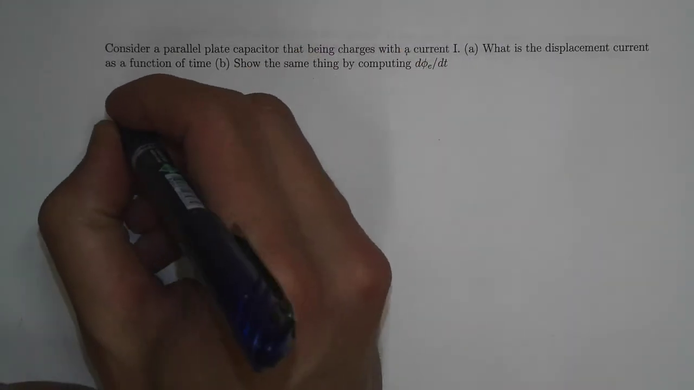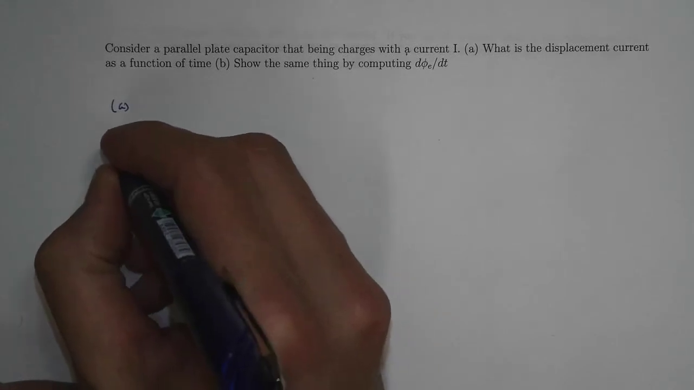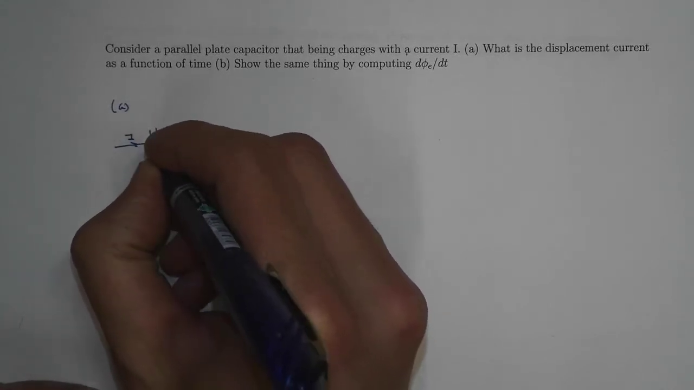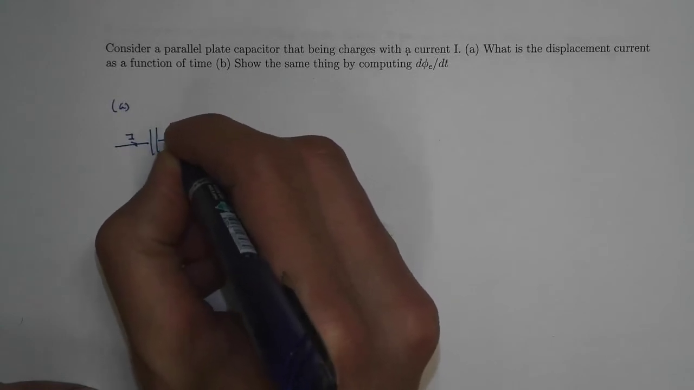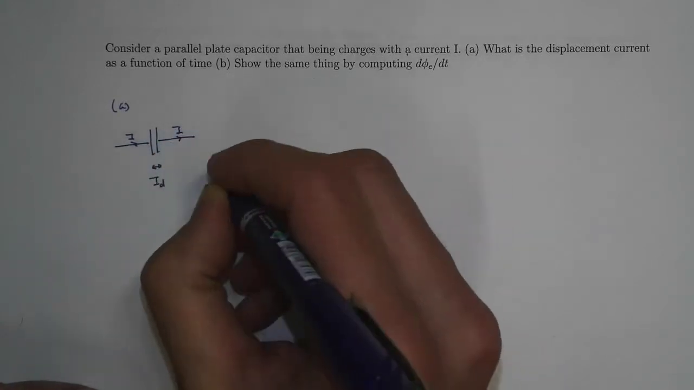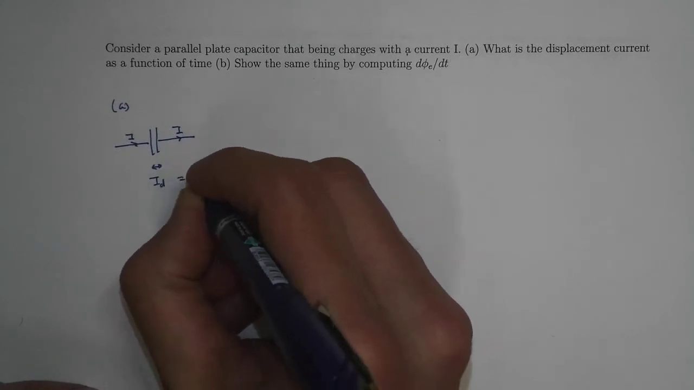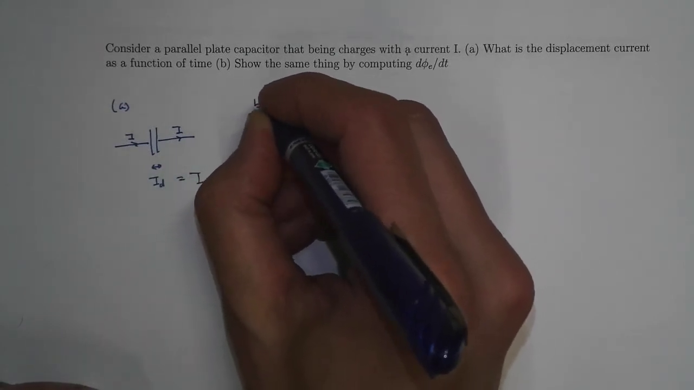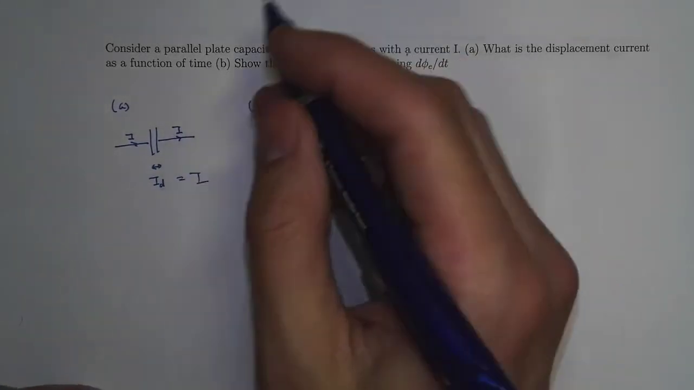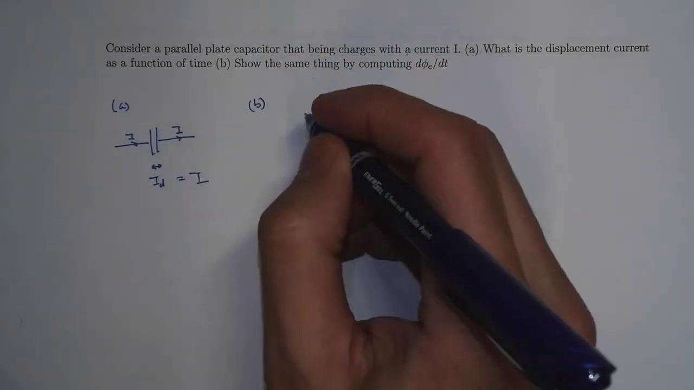Alright, well basically for part A, you probably guessed what it is. So the current I is coming in to the parallel plate capacitor, current I is coming out, and so the displacement current, I_D, is simply equal to I in this case. For part B, this requires a little bit more work. This basically shows the same thing by working it out.